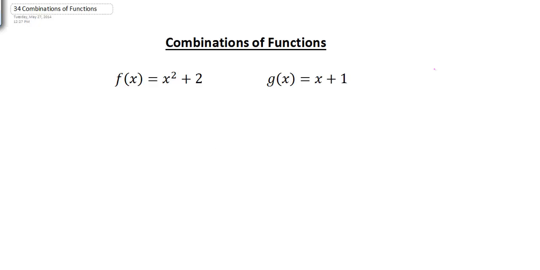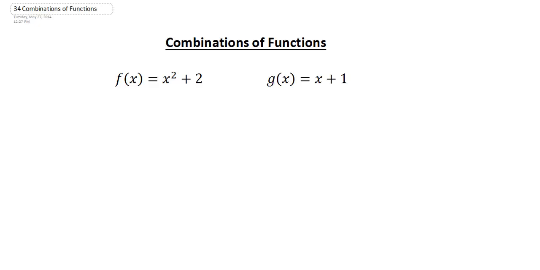This video is going to look at the combination of functions, and basically all that is looking at if you're given multiple functions, like here we have f of x and g of x. We're going to look at how do we add the two functions together, how do we subtract, how do we multiply, and how do we divide these two functions.